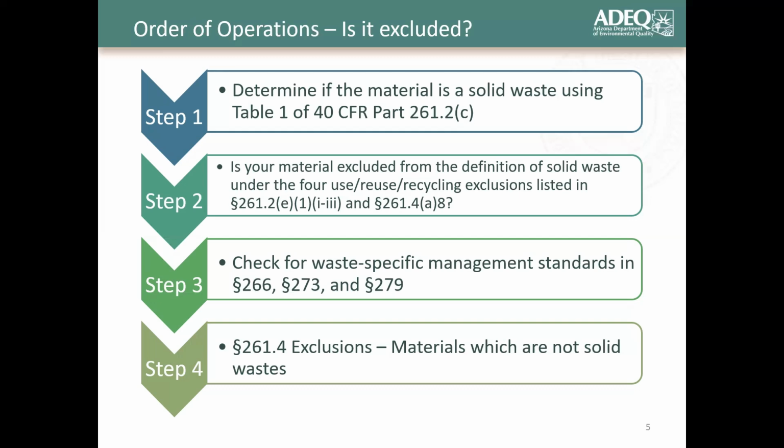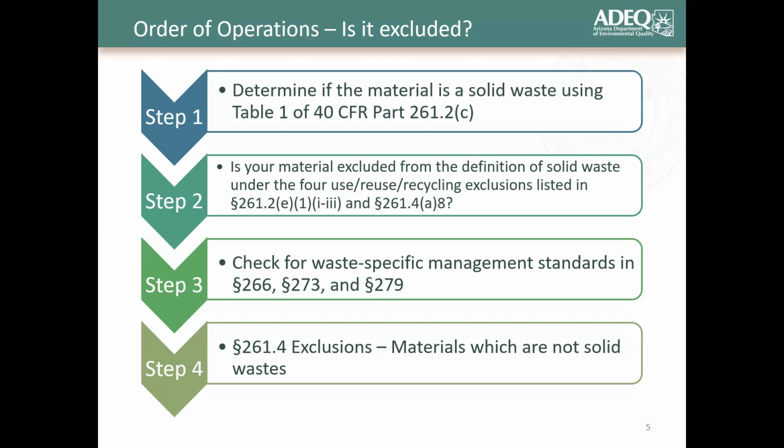Step 2 is determining if your material is excluded from the definition of solid waste under the 4 use, reuse, recycling exclusions. These are listed in 261.2(e)(1) and 261.4(a)(8). If your material is directly used or reused in a process without first being reclaimed, then it may be excluded from the definition of solid waste.